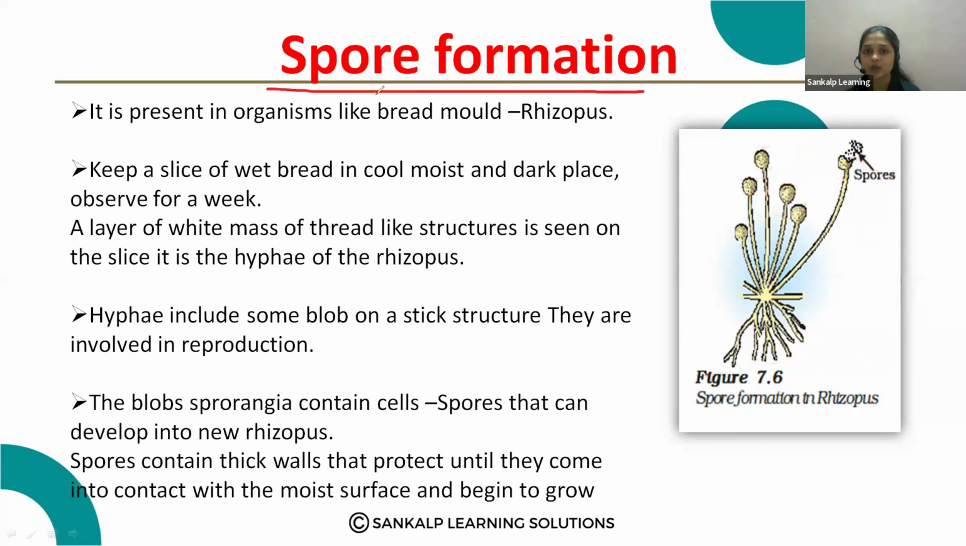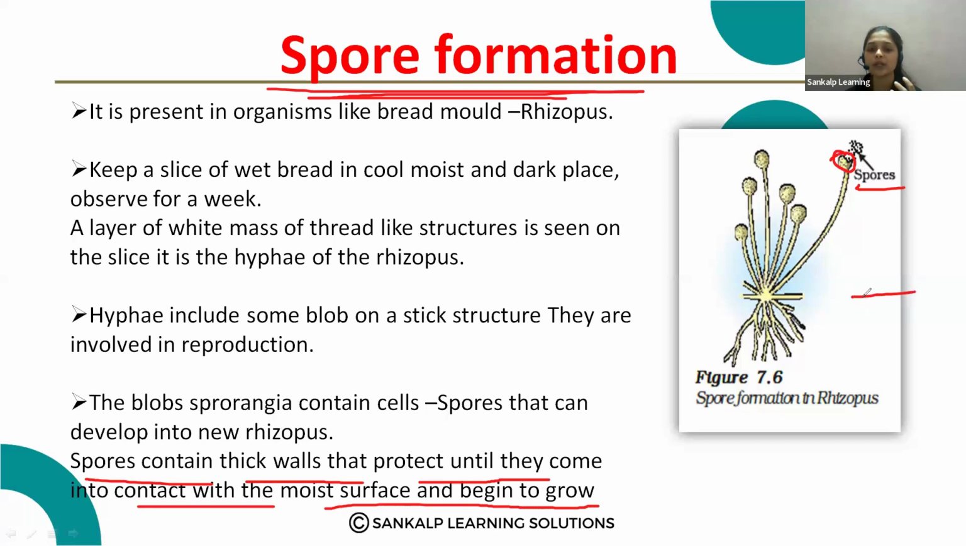Spore formation is also a type of asexual reproduction, and these spores have thick walls that protect them until they come into contact with a moist surface and begin to grow. So these spores are released by the blob-like structure. When they get attached to a particular surface that is suitable for germination, then only the spores will germinate.